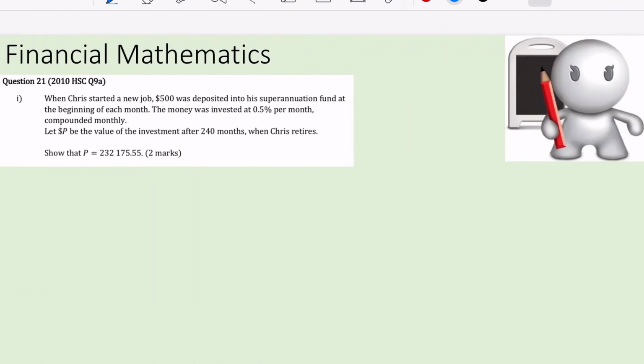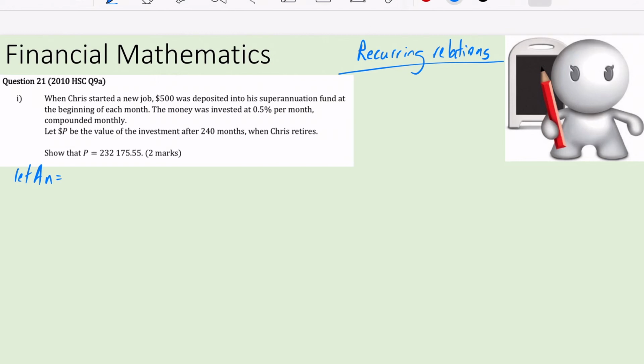Now we start with our financial mathematics, and what we're going to do here is use the recurring relationship. Chris started a new job. $500 was deposited into a superannuation fund at the beginning of each month, and the money is invested at 0.5% per month, compounded monthly. So I'm going to start off with this. Now, these are very long solutions, guys, so please bear with me.